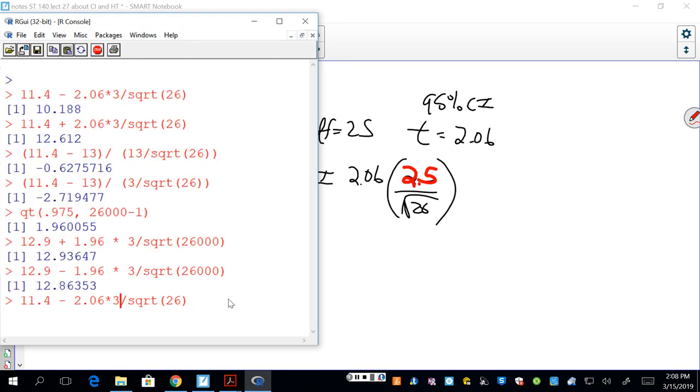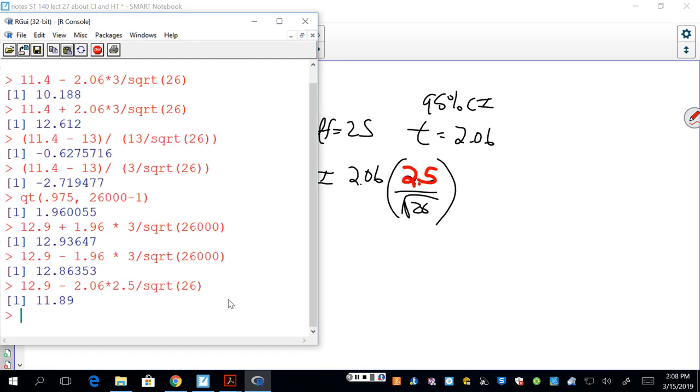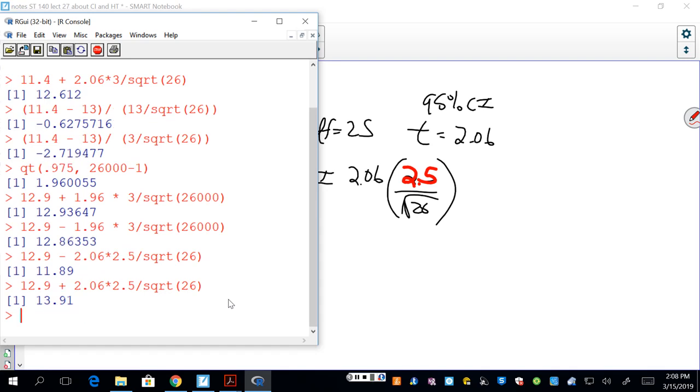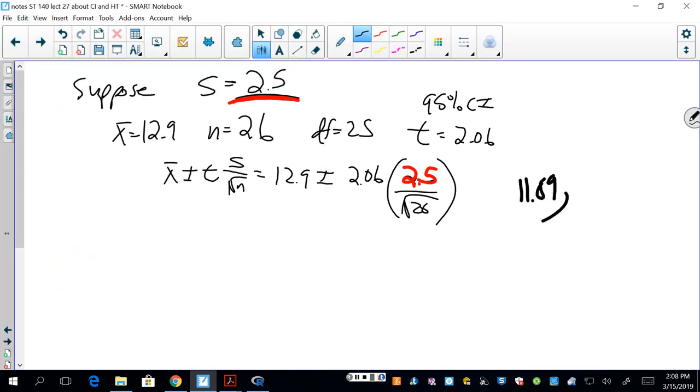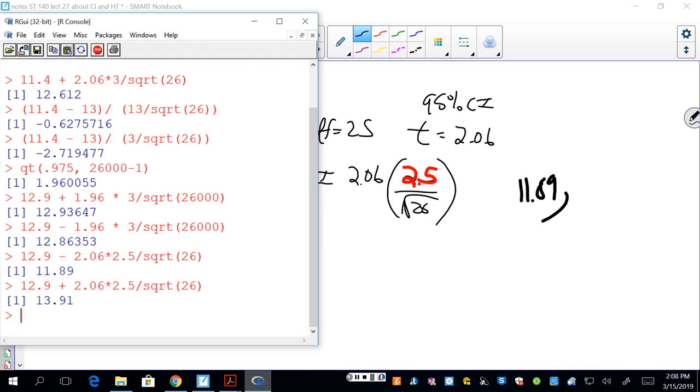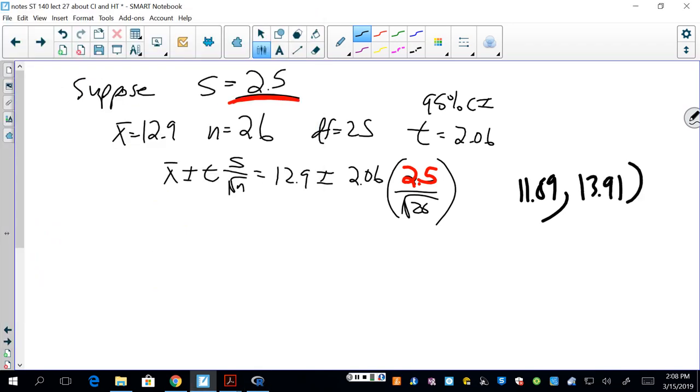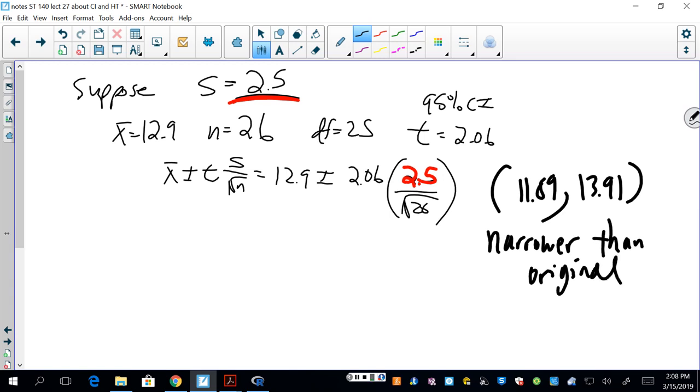So for this one, if this was 2.5 and this was the 12.9 again, we get a lower limit of 11.89 and an upper limit of 13.91. That's a little narrower. Before, we went above 14. Narrower, more narrow than the original. So it wasn't quite enough to move it down to 13. 13 still is very plausible, but it's had an effect.